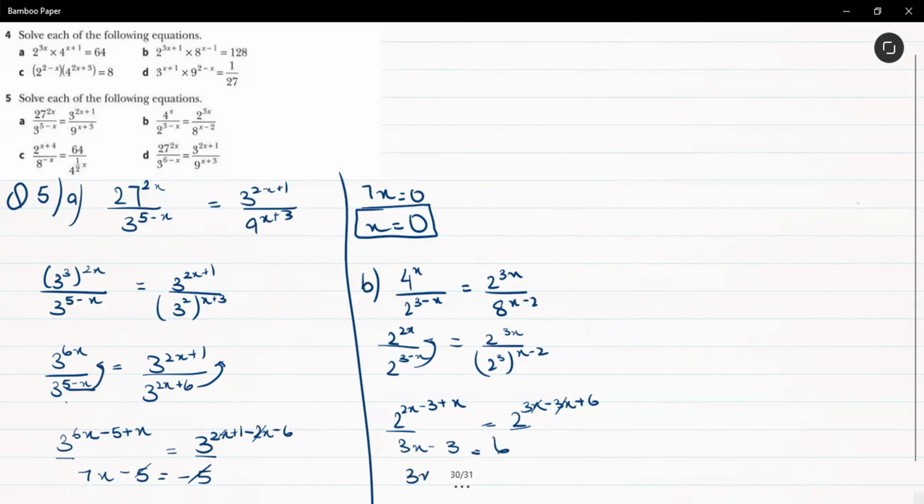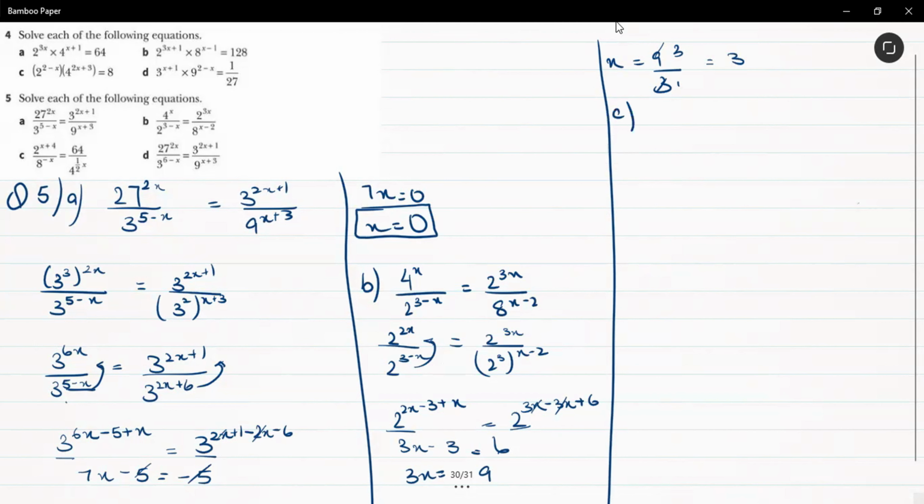So 3x is equal to 6 plus 3, which is 9, and x is equal to 9 divided by 3, which is equal to 3. And that's it. This is it for part B.